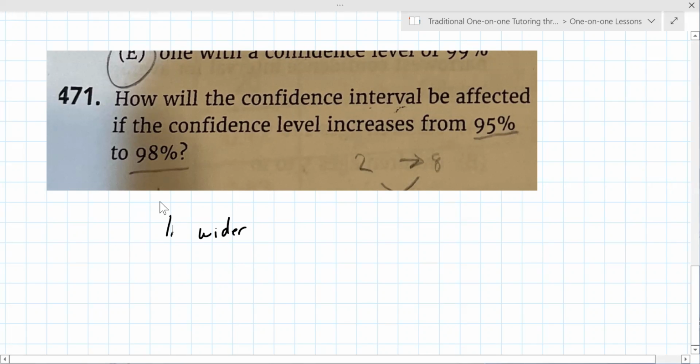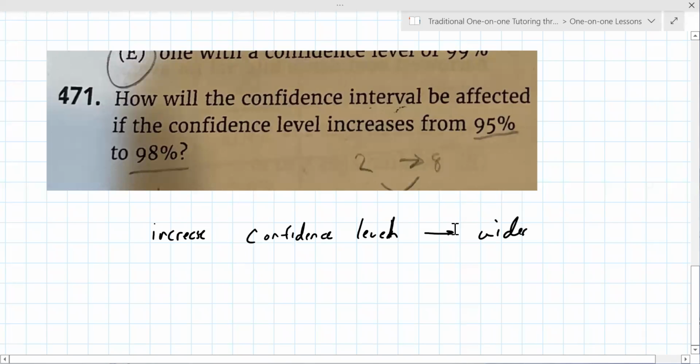So these are kind of like flashcards. It's like increase confidence level. Do you guys use confidence level or confidence? I guess that's what you guys are using. Increase confidence level, wider. So this is like a note card, first side, the other side. Similarly, if you decrease the confidence level, it gets narrower.